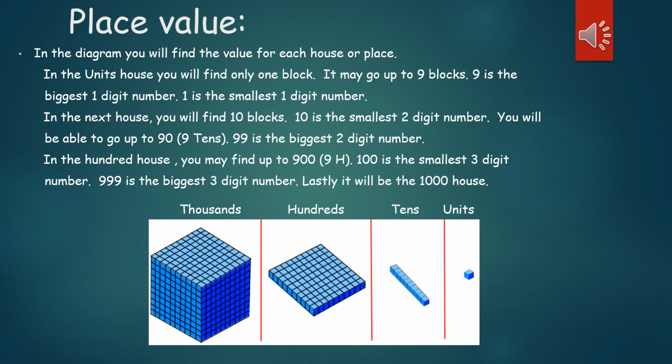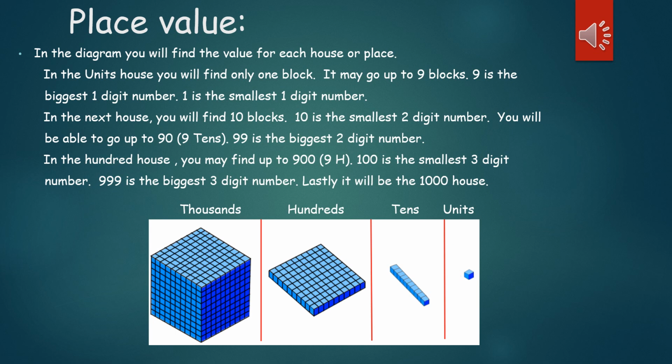In the next house, you will find 10 blocks. 10 is the smallest two-digit number. You will be able to go up to 90, 9 tens. 99 is the biggest two-digit number.